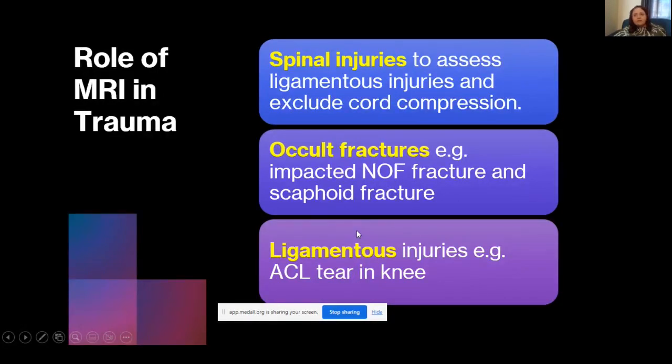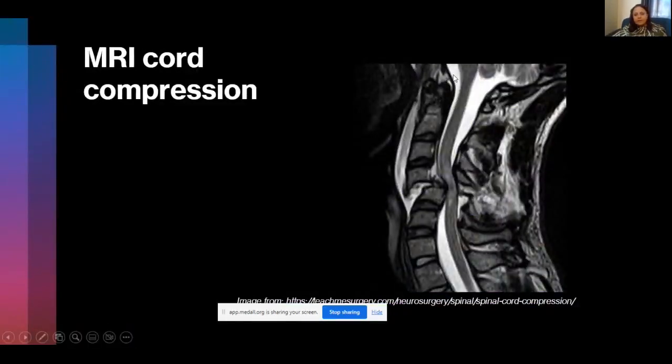Ligamentous and tendinous injuries are not usually obvious on X-ray or CT. You can sometimes suspect them, but you cannot see the normal full anatomy of these structures on the CT. For example, if you're suspecting an ACL tear, quadriceps tendon tear, or patellar tendon tear, you will need an MRI to detect these lesions.